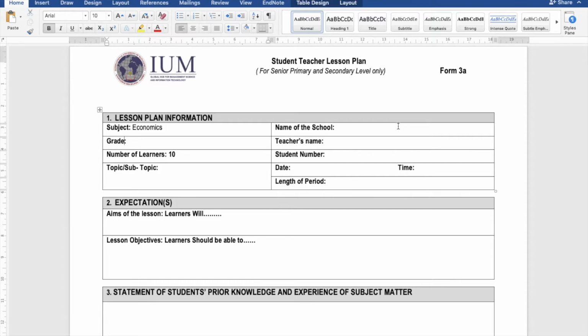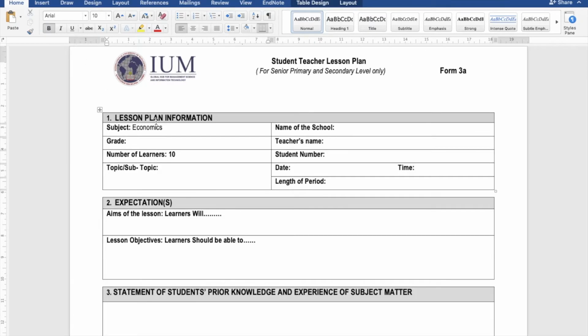I told you already that when you go to schools, you might find a different template, but the components and the objective of the lesson plan are always the same. This one is suitable for those doing senior primary and those doing secondary level. It's Form 3A, the IUM lesson plan template form.